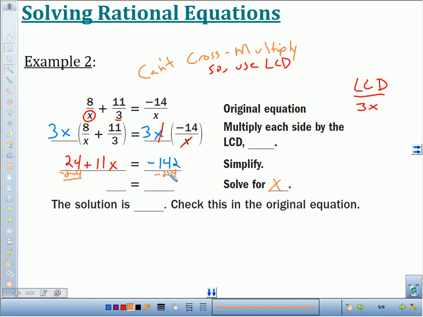I don't know why I wrote 142 there. That's a little odd. It's not 142. 3 times 14 is negative 42. Leaving me with negative 66 here. 11x equals negative 66. We, of course, divide by 11. And the solution is negative 6. And we can check this in the original equation as well if we want to.